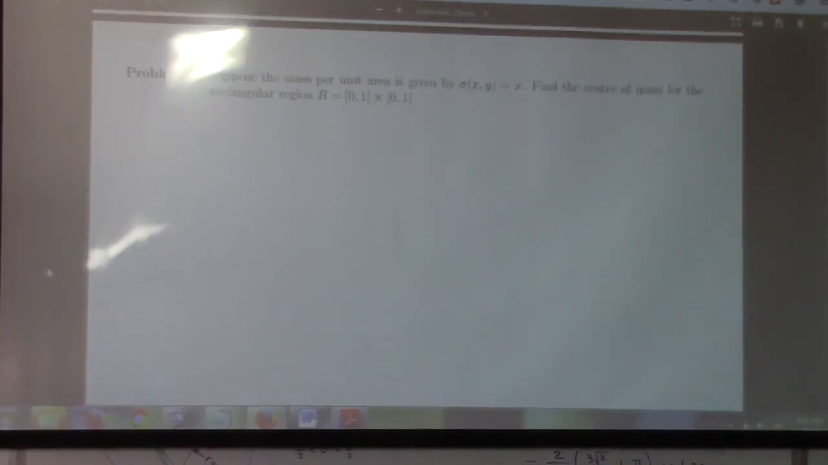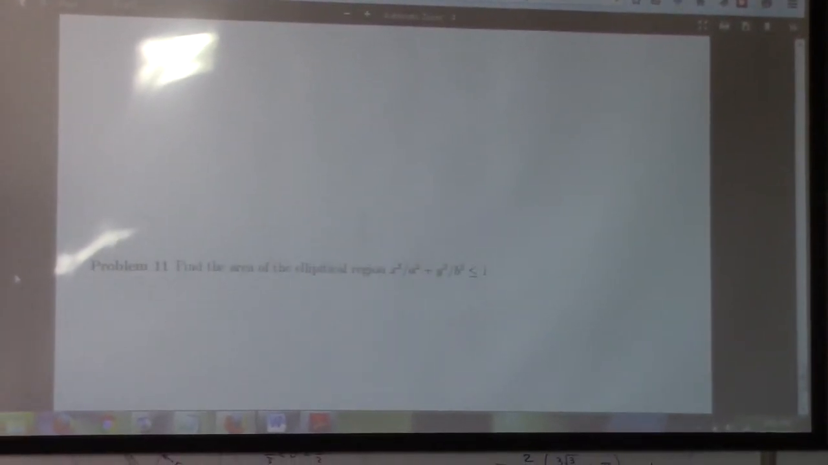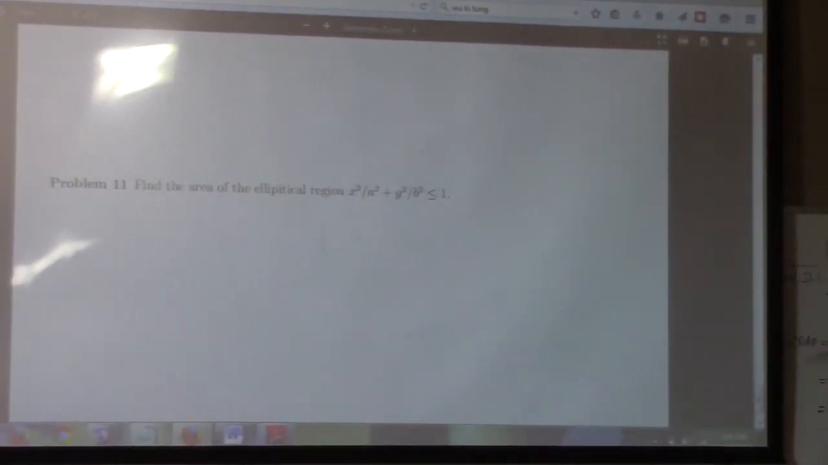Oh, one of these. Ugh. Hey, but it's a box, so it's not as bad as what we were just doing, right? Find the area of the elliptical region. Hey, I worked that the other day. That was one of our first change of variables examples. I am fond of this problem.